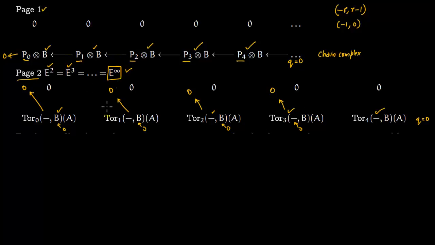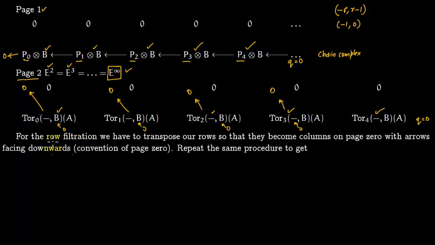Now we have done this. Let us now see the row filtration. If we see the row filtration, we will have to transpose our arrows so that they become columns, because on page 0 our rule is (minus r, minus r plus 1). That is r equals 0, so (0, minus 1). So the arrow has to go down, and there's nothing going towards the left. To fit on page 0 we have to transpose our rows to become columns. This will be clear as we do it. The arrow should face downwards, which is the convention of page 0.